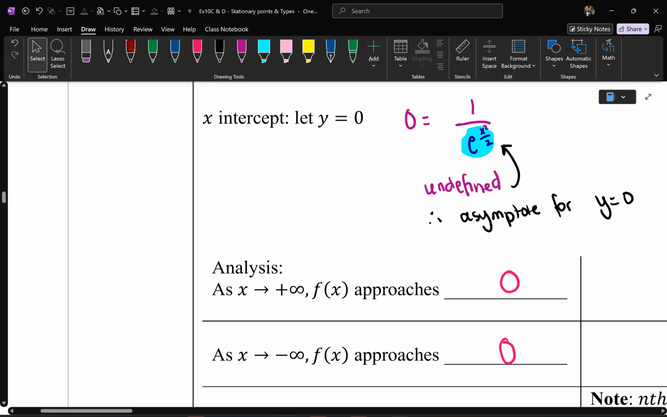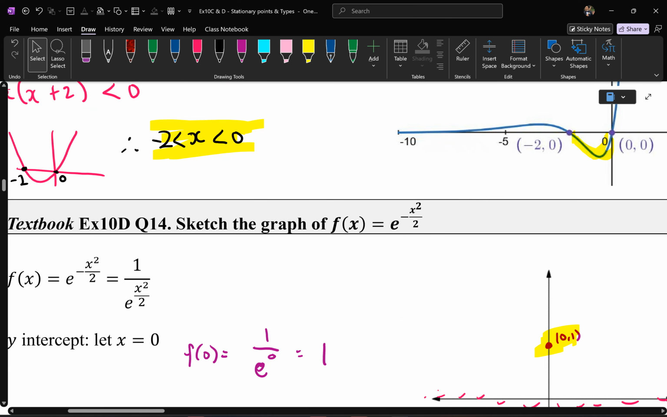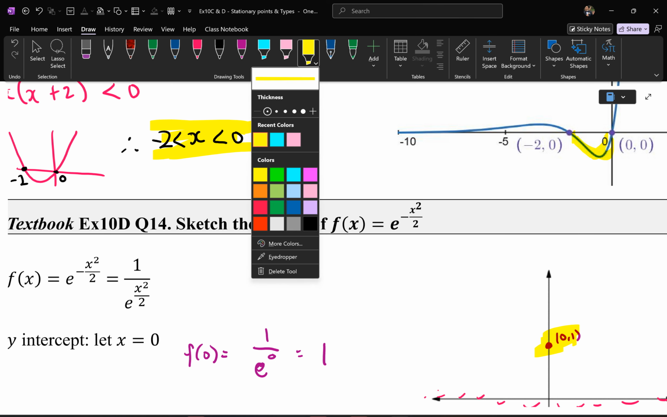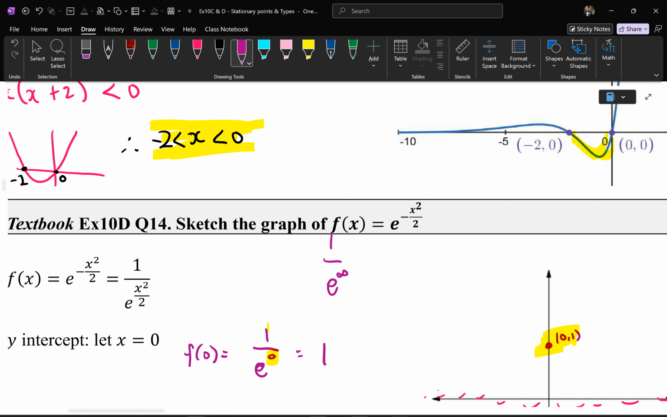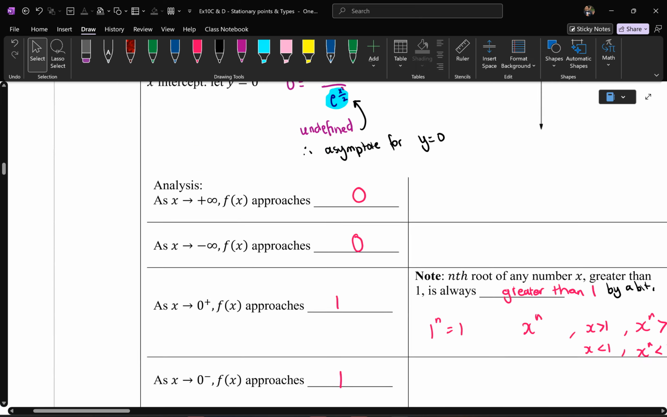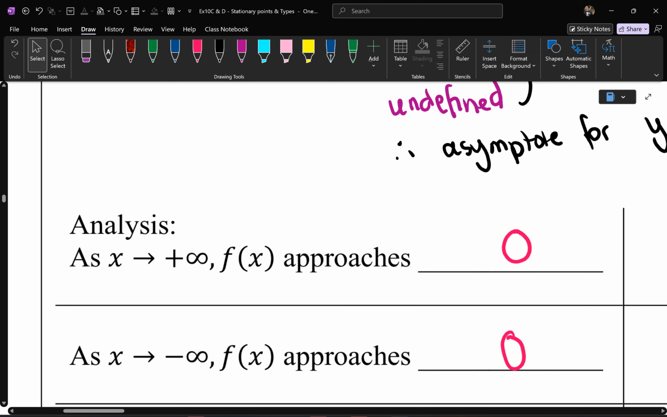As x approaches infinity, so if I go towards the right, we should see that as the power gets infinitely large, so 1 over a very large number, you can think of it as if you had one pizza and you are sharing it amongst the world's population, you're getting very, very little of the pizza. So hence it should be approaching 0. Both sides, whether it's negative infinity or positive infinity, both should be 0. Hands up if you got that.